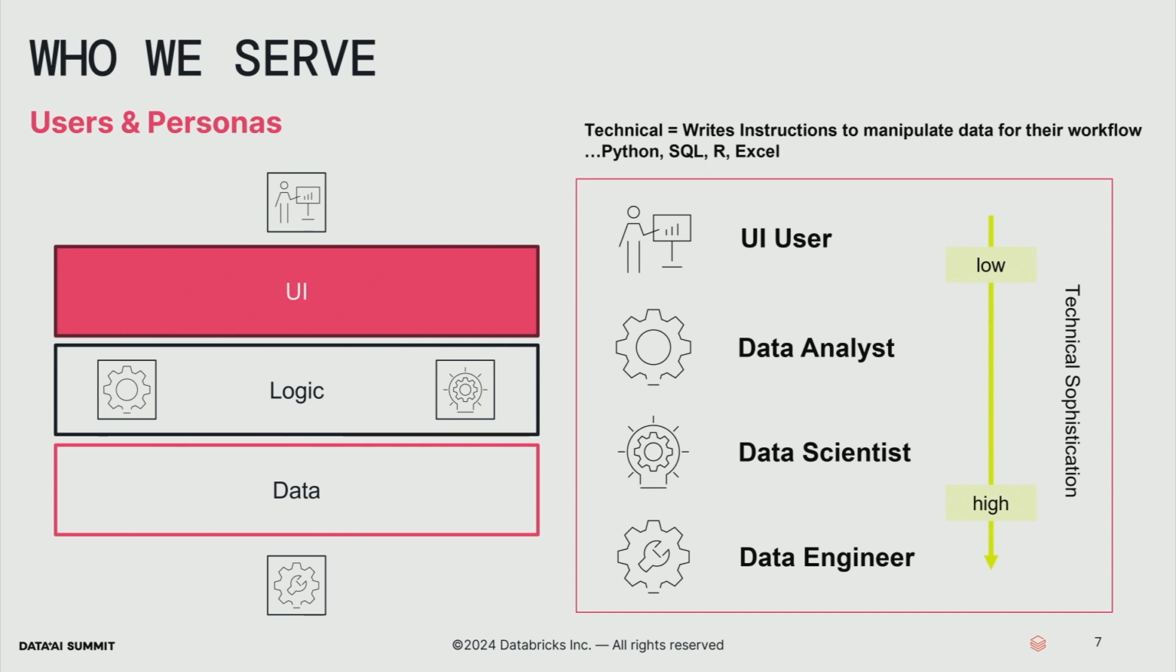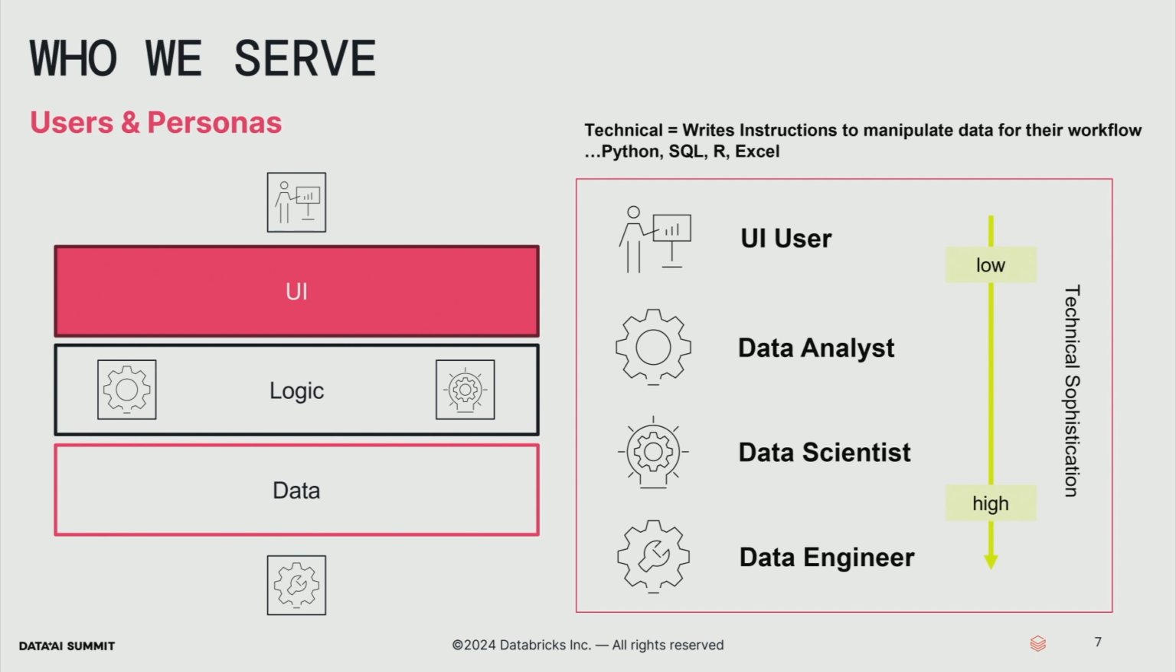Okay, so in order to help us imagine who we're serving, we want to abstract some of the different types of users that are within those segments. And what we have on the left-hand side is a very simple 3-layer architecture of how we imagine we build these applications.